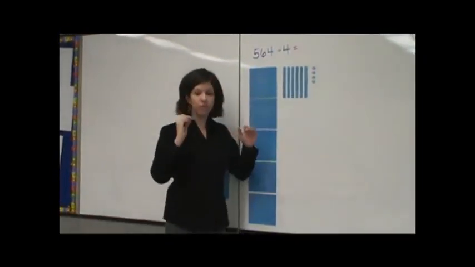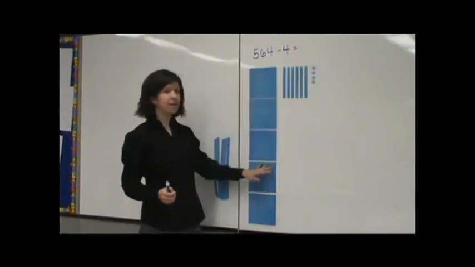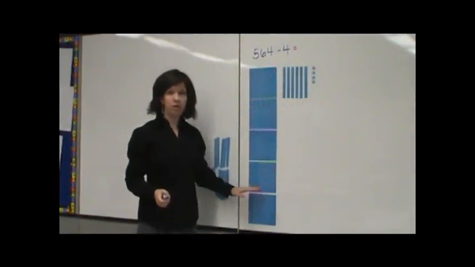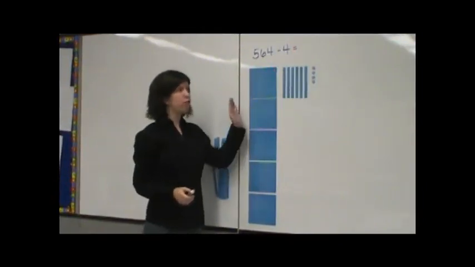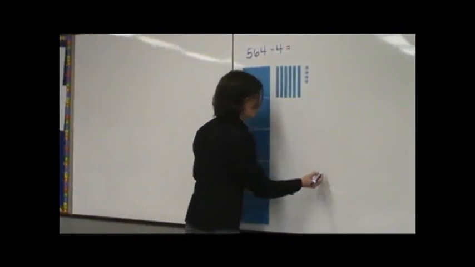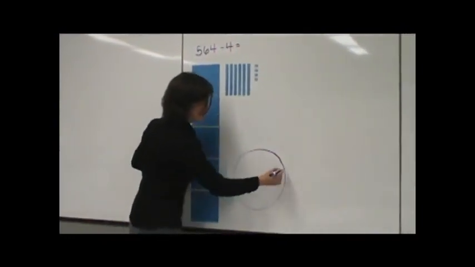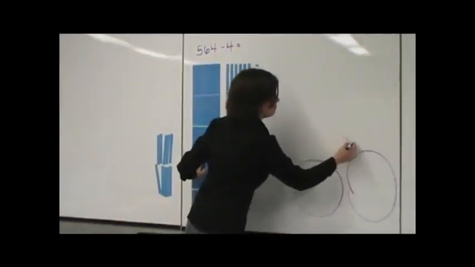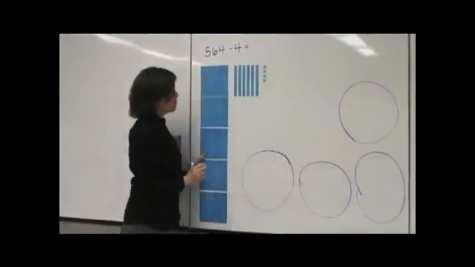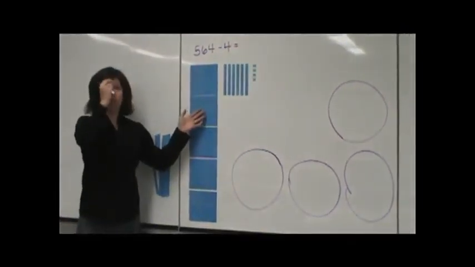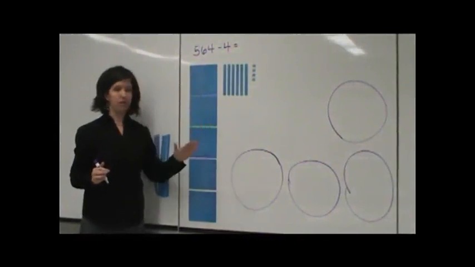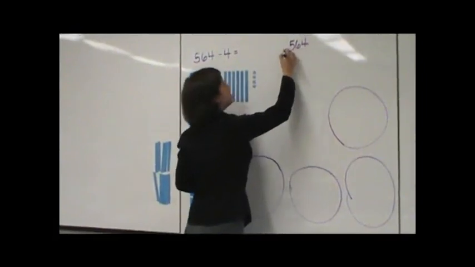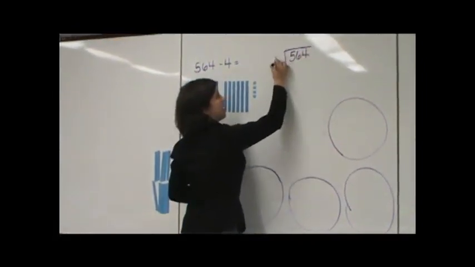One way to think about this problem is to think about 564 blocks being divided into 4 equal groups. And so now that I have a model built of 564, I want to show those 4 groups. I'm going to rewrite the problem so that we can keep track of what's happening as we divide. 564 divided by 4.